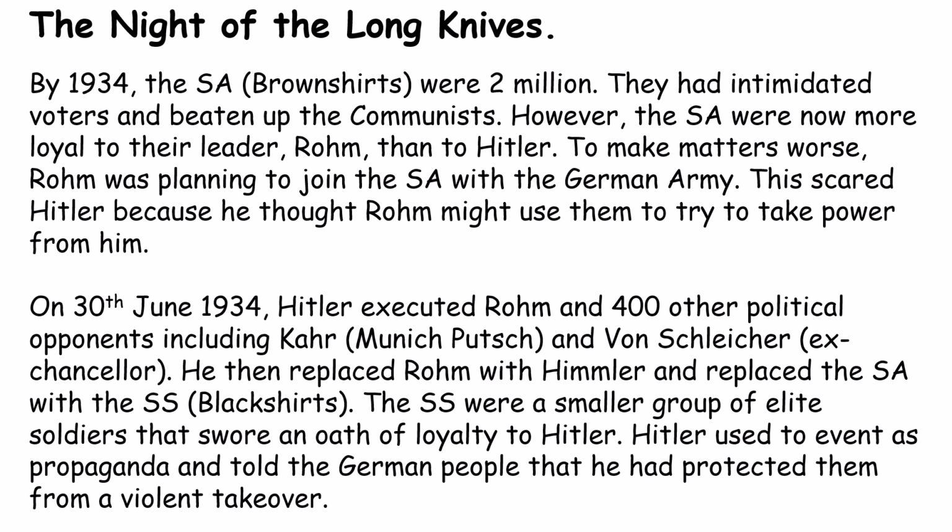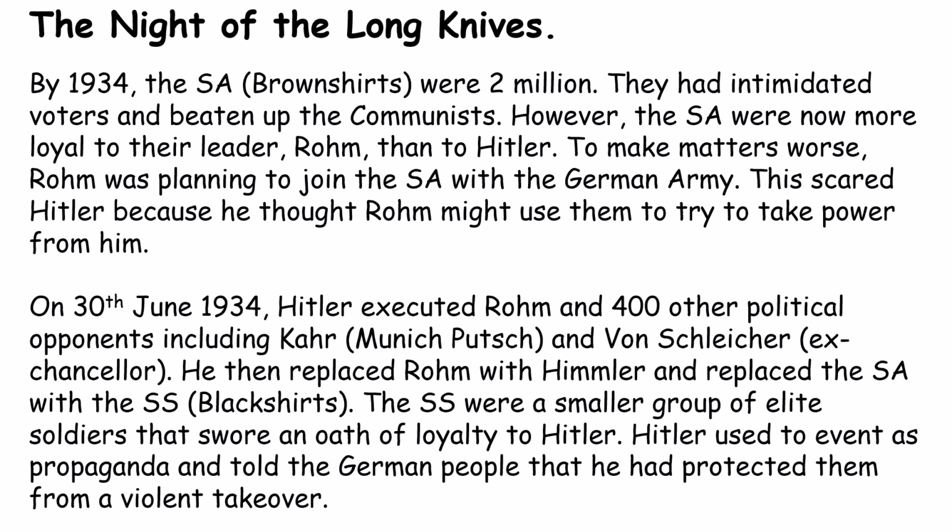The big problem that Hitler had is that the SA were more loyal to their leader, Ernst Röhm, than to him. And to make matters worse, there were rumours circulating that Ernst Röhm was planning to join the SA with the German army to make a people's army and to challenge Hitler for power. So Hitler was very concerned that Röhm might try and seize power from him. The SA made Ernst Röhm incredibly powerful.